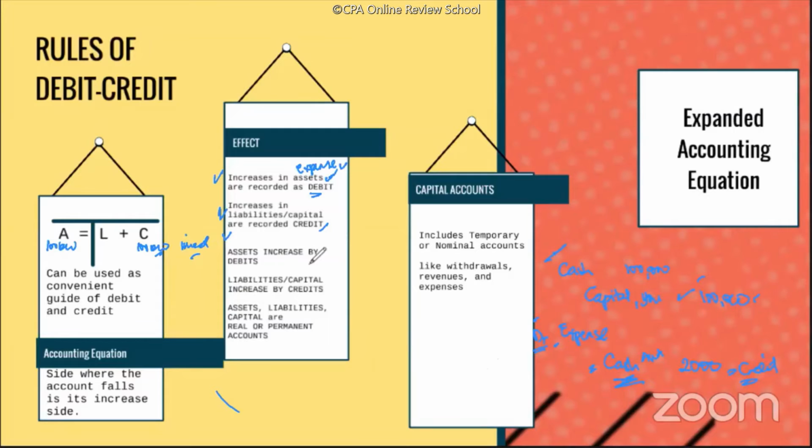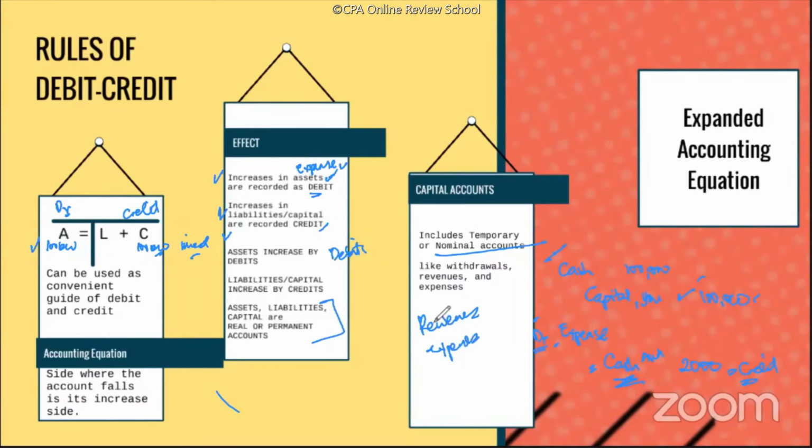Okay? Assets increase by debits. Okay? So again, asset ay nag-i-increase daw by debits. So katulad nito, by debits. Liabilities and capital increase by credits. So credits kasi credit side siya and debit side ang asset. Assets and liabilities capital are real or permanent accounts. So these are rules, guys, no? They are real or permanent accounts. So yung nominal accounts naman, they are revenues, usually revenues and expenses.